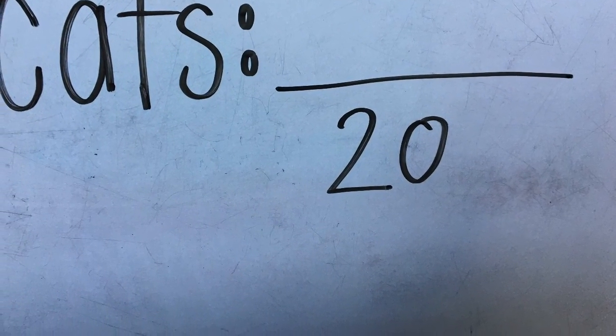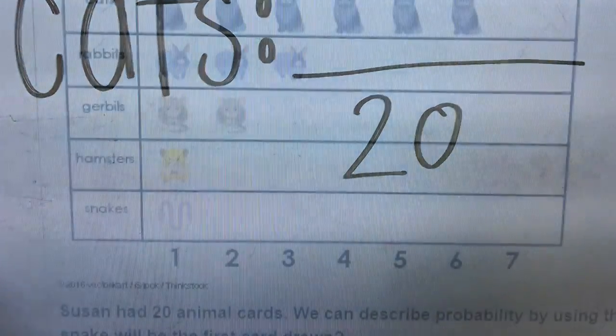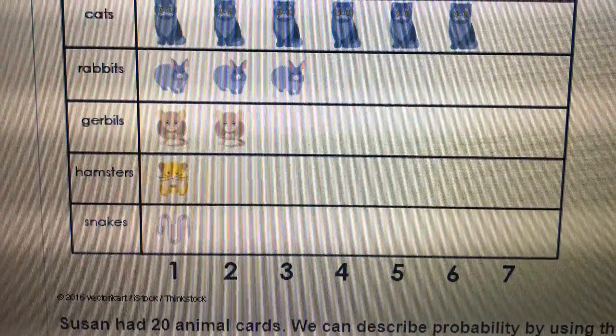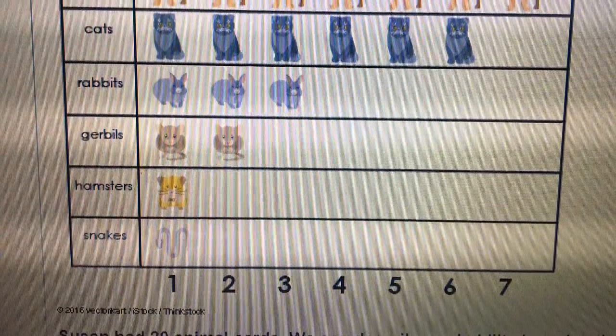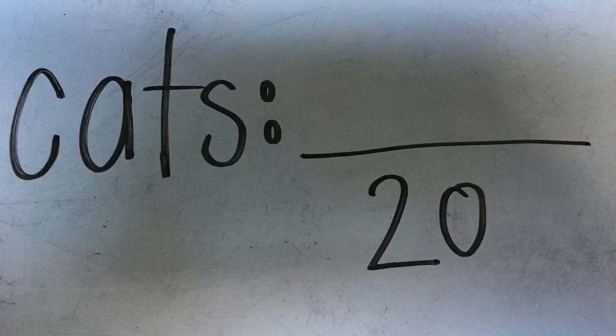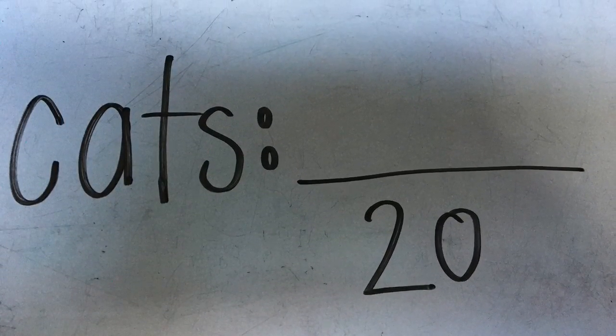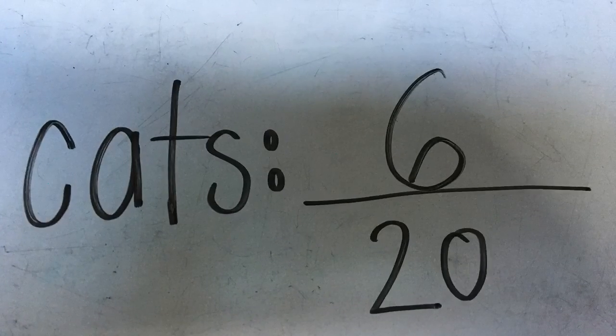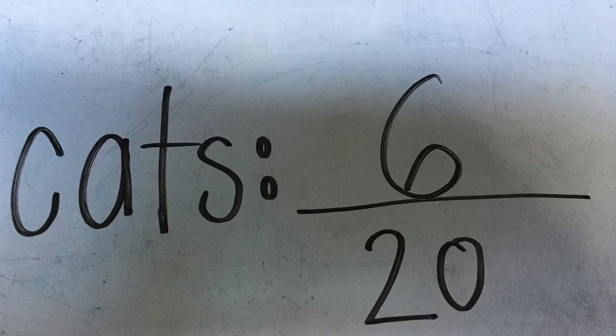Cats. So we're going to go over here and look at the cats. We're going to count up the cats, or you can refer to the bottom. And there are how many? So go ahead. Our denominator is 20, and 6 is the number that was there.